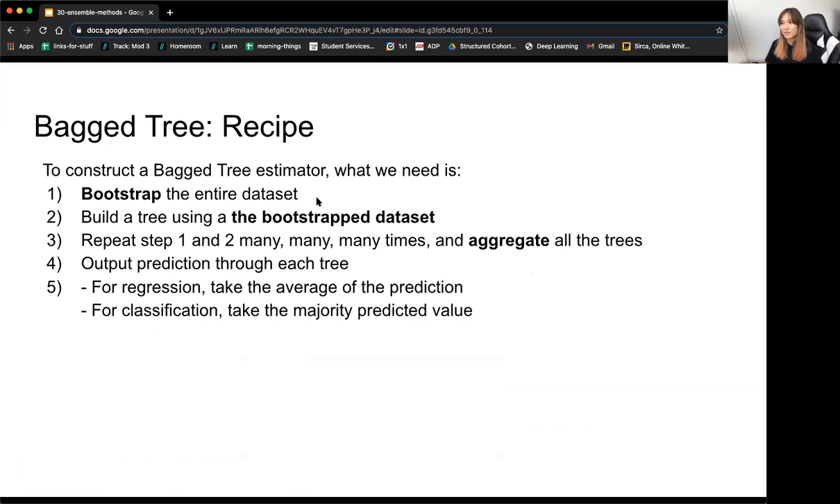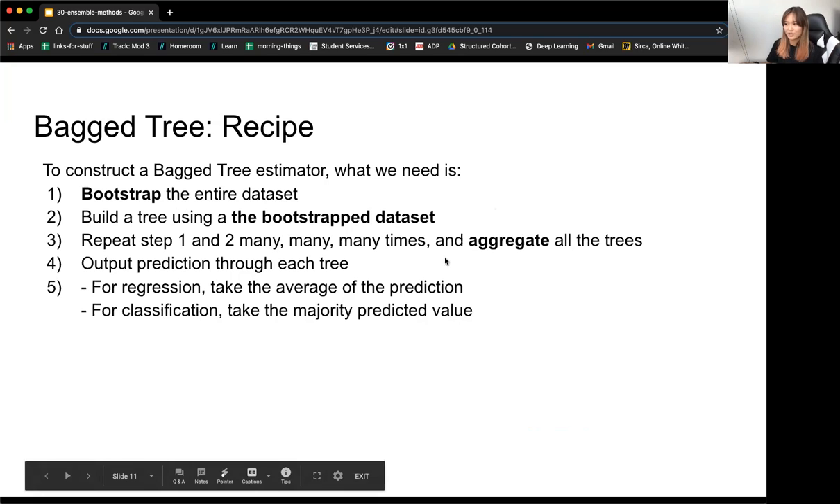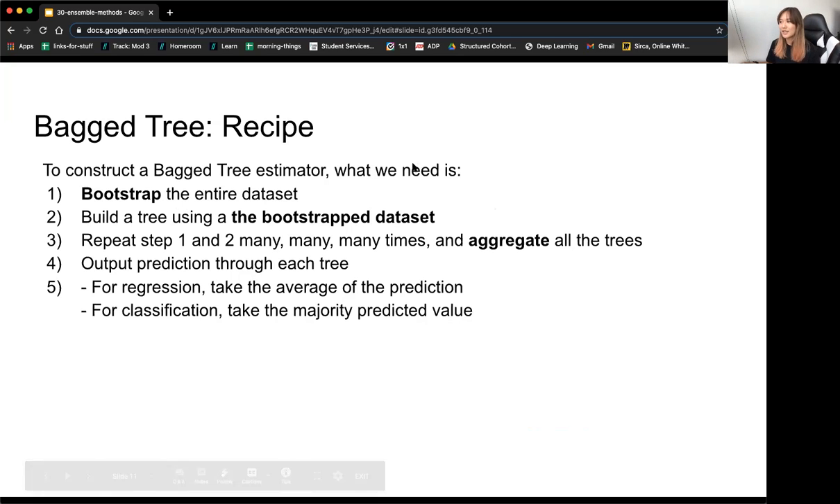First, we're going to bootstrap this data set, and I'll talk about the process of bootstrapping later. Next, we're going to build a tree using a bootstrap data set. You repeat this many, many times and aggregate all these trees. You output the prediction through each tree that you build. For classification, take the majority predicted value, and for regression, take the average of the predictions. With bootstrapping, you end up building trees using different subsets of your main training data set, so you end up with different looking trees that you can then aggregate and take the average of.